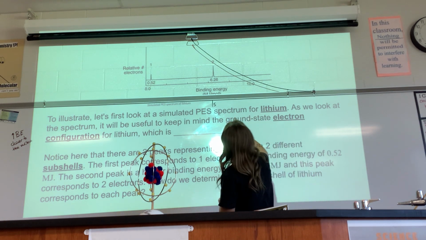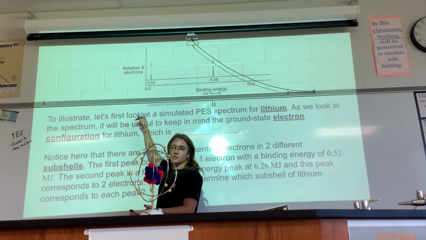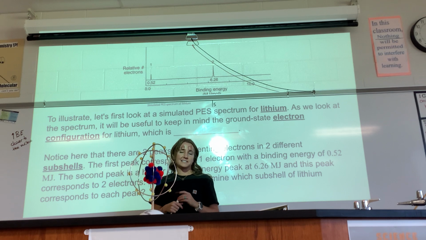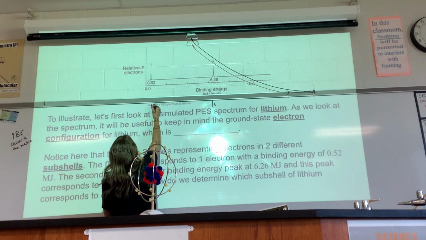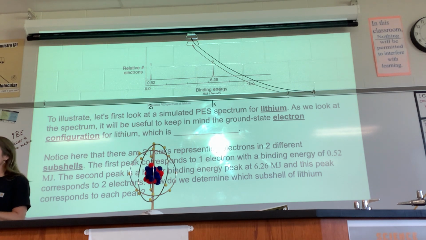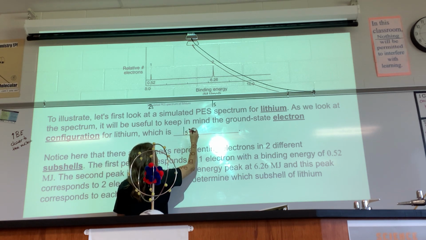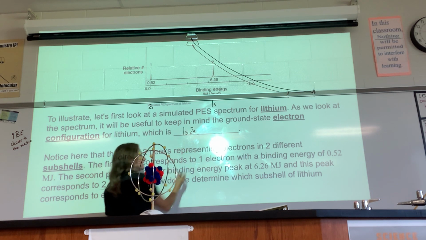After that, as I go lower in binding energy, it just follows the pattern. So what always comes after 1s? 2s. So this peak, label that one, must be the 2s peak. So far with our configuration, we have 1s and 2s.